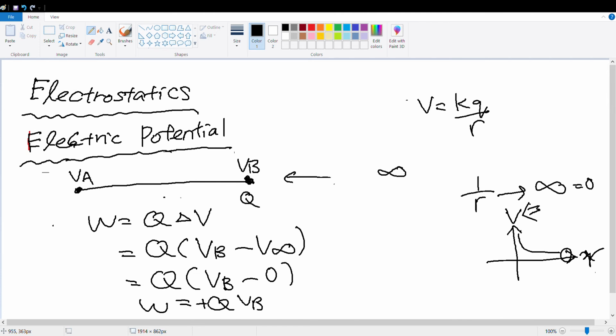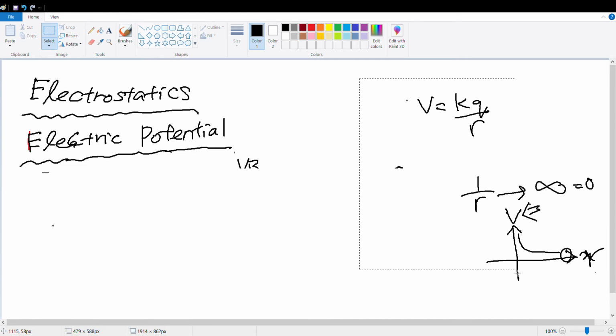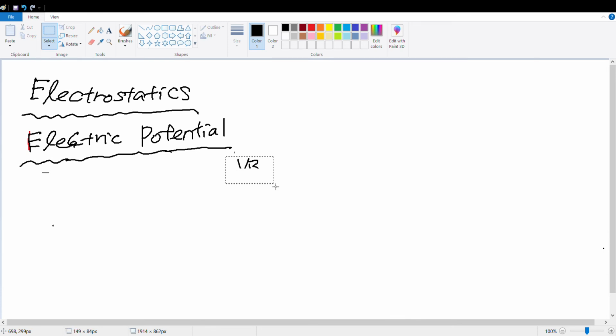Alright, so we have done this one. So let's move on to another topic. We're still in the topic of electric potential. In this case, we are about to see the electric potential which is produced by a point charge.